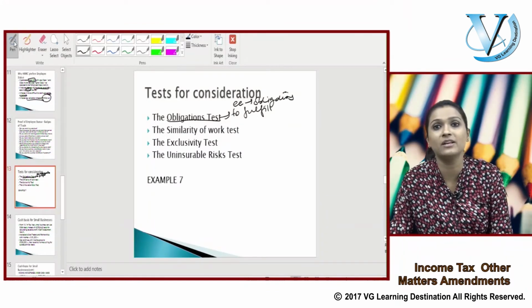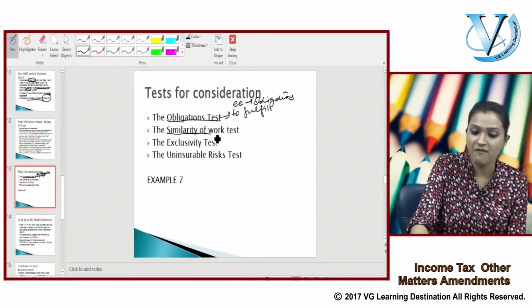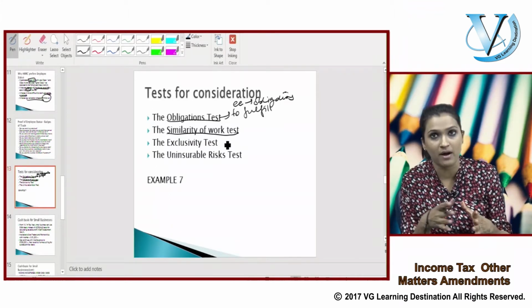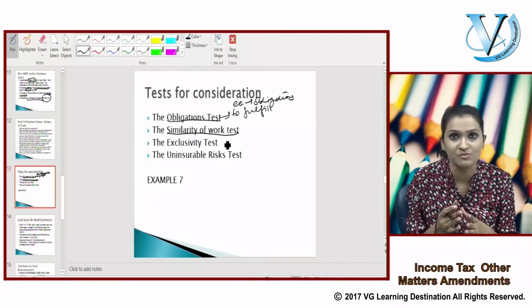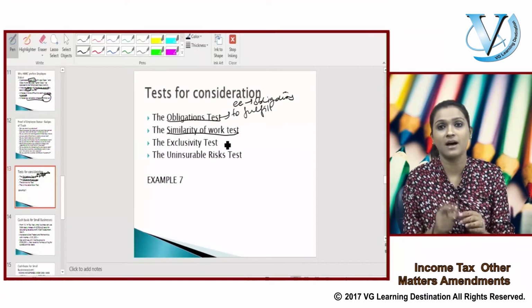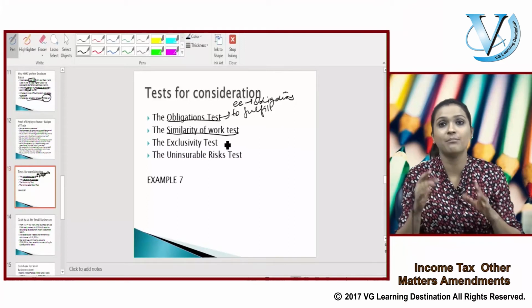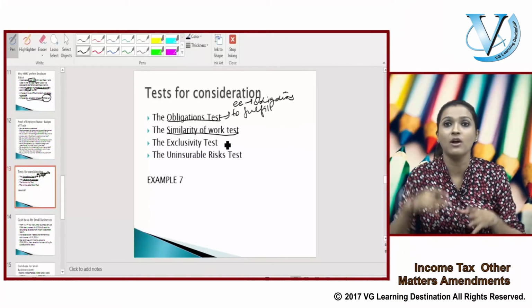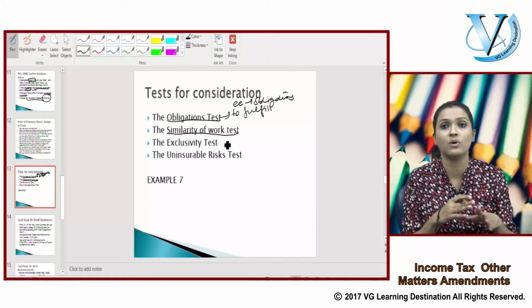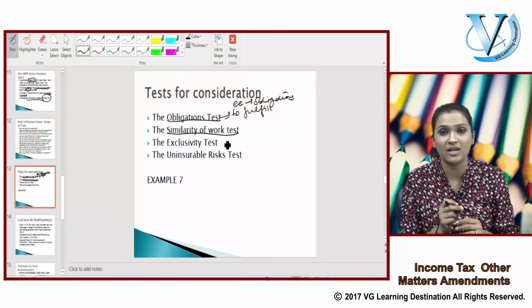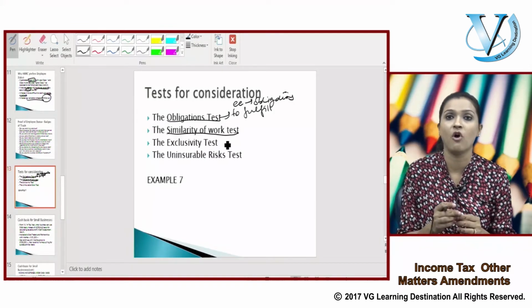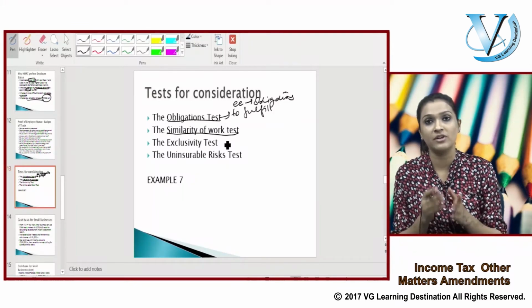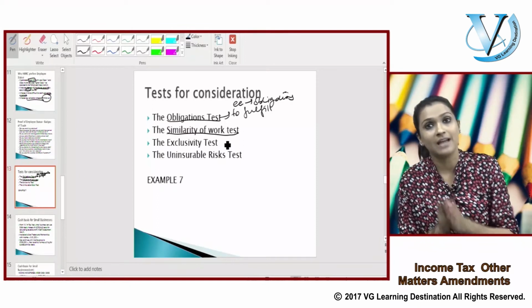The similarity of work test. If I'm an employee working for a department, most likely the other 5 people in my department would also be performing similar tasks. So definitely, as an employee under each department, all of us are expected to work in coalition with each other. Why? Because we're all performing the same type of tasks in order to fulfill a particular task.